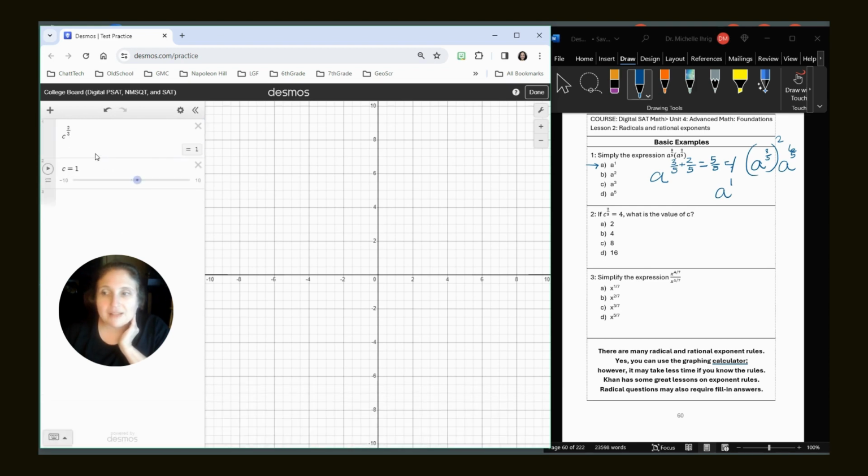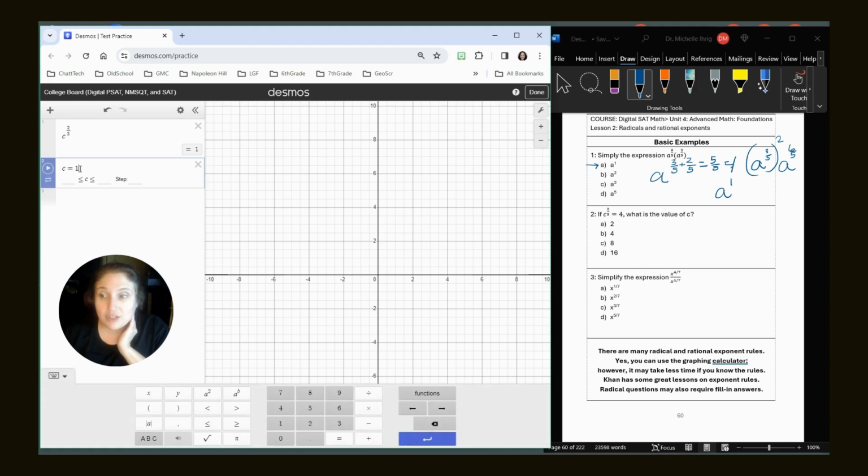And then it says add a slider for Z. So option A is 2. So I'm going to just say when C equals 2, what do we get? 1.587. Well, that's not 4, so it can't be that one. What happens when C is 4? 2.51. That's not correct. What happens when C is 8? Oh, we get 4, so the answer is 8. If I put in 16, we get 6.39. So 8 is our answer.